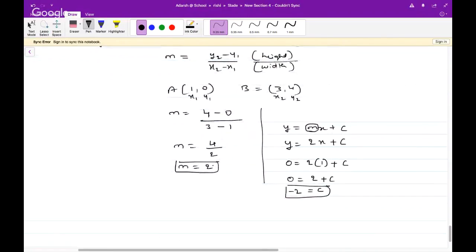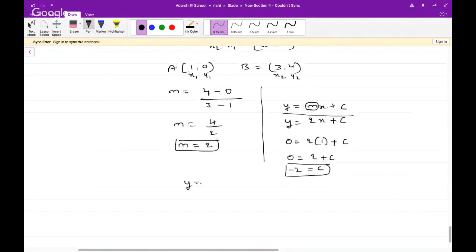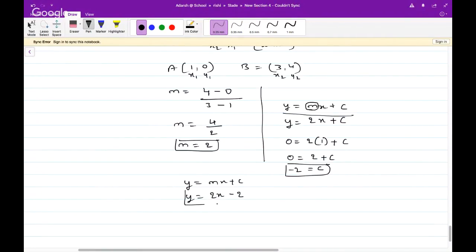Now you have the value of m and the value of c. Take this and substitute in the equation y is equal to mx plus c. So m happens to be 2. So y is equal to 2x, and c happens to be negative 2. So this becomes your equation of the straight line.